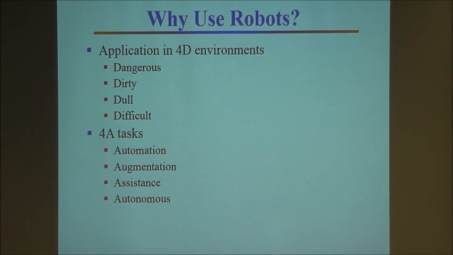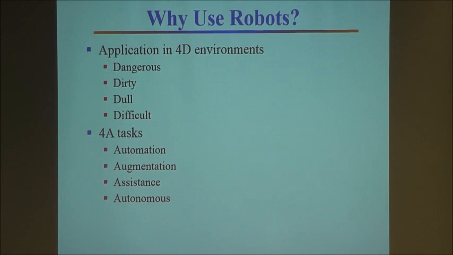So why do we want to use robots? There is what this author calls the 4D environment. 1D is dangerous. There could be dirty places to work. It could be dull and tiring, and it could also be a very difficult thing to do. So if you are confronting any of these, a robot is the one which is actually going to be able to help you. The most important one is the dangerous one, where human life should not be jeopardized.